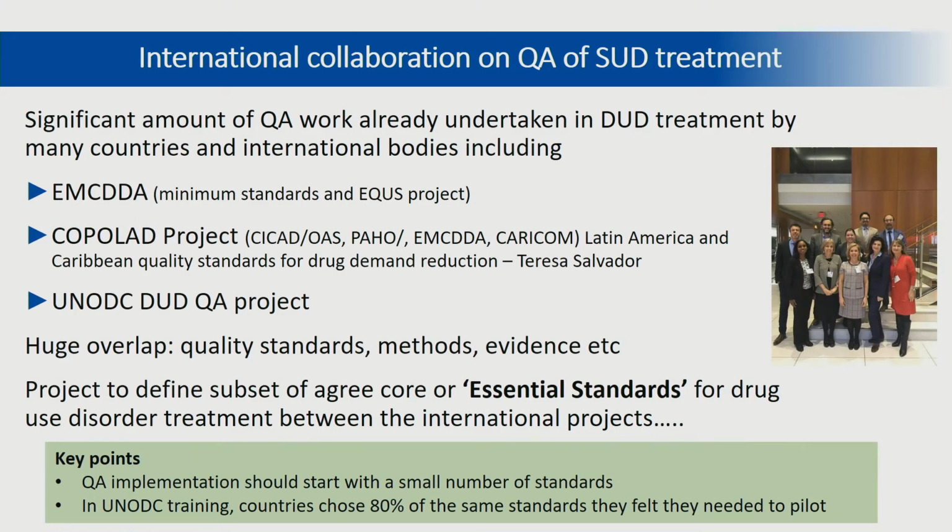It's very, very interesting. The international collaboration that we've been doing on the essential standards involves EMCDDA, COPOLAD, that my wonderful colleague Teresa will talk about, and UNODC. There is a huge overlap between all of the work that we're trying to do, and duplicating doesn't make sense. So we've been trying to see whether we can agree a group of essential standards to take forward. Whenever we ask this exercise to be done in a country implementing quality assurance, please pick the standards that you think you need to implement quality services. 85% of the standards that the countries pick are the same. It's really interesting, and it was the same when we did the exercise.